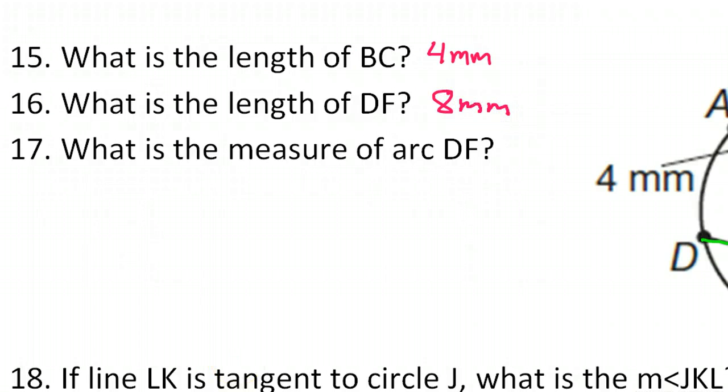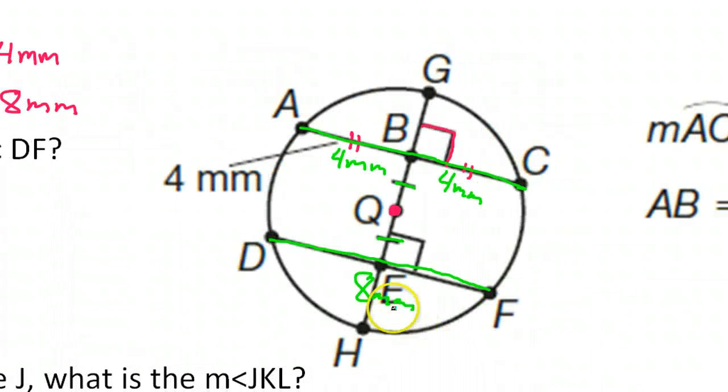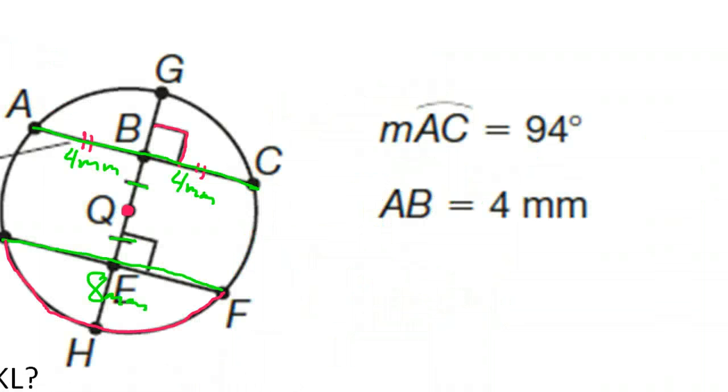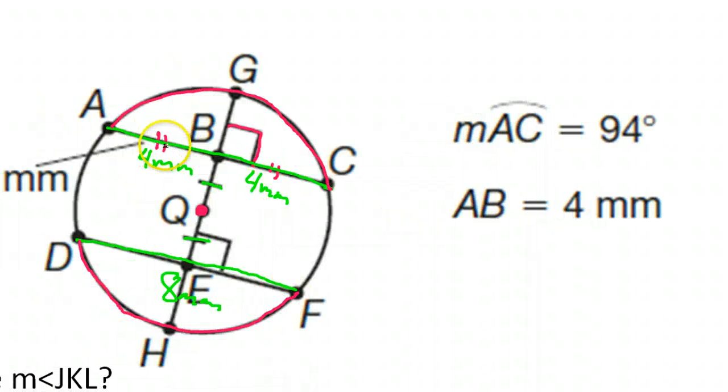What's the measure of arc DF? Okay, arc DF, so now we're talking about this right here. Well, off to the side we're given that the measure of arc AC is 94 degrees. And we know that if the chords are congruent, then the arcs will be congruent. So see these two green chords and these two fuchsia arcs. Since the chords are congruent, the arcs are congruent. So since arc AC is 94 degrees, then arc DF will also be 94 degrees.